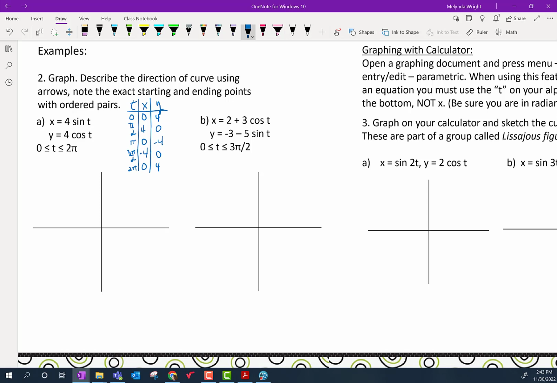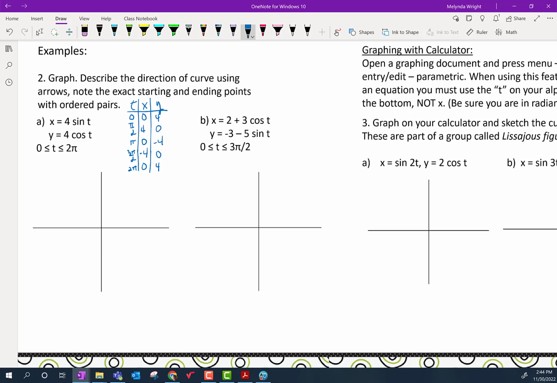So let's read the directions. We love directions, don't we? Even if we don't love them, we have to read them. We want to describe the direction of the curve using arrows. Okay, well that's normal. We've done that before. We did that on the first one. We want to note the exact starting and ending points with ordered pairs. Okay, we did that on the other one too. That's just the same as we did the other one. So I just need to remember to do that.